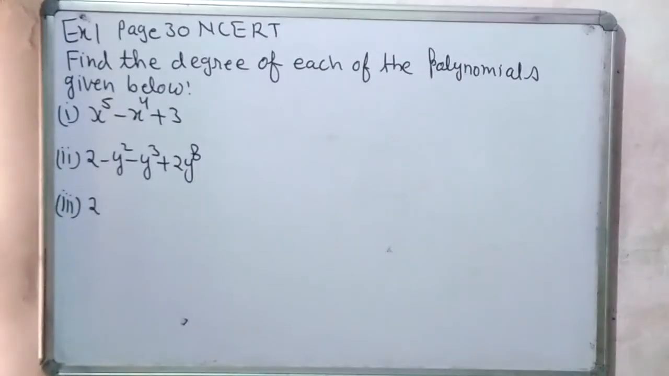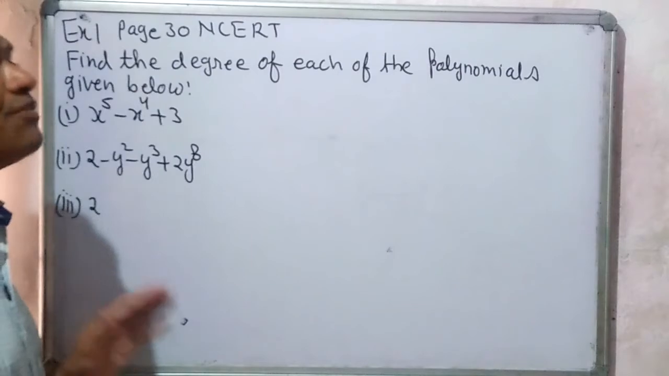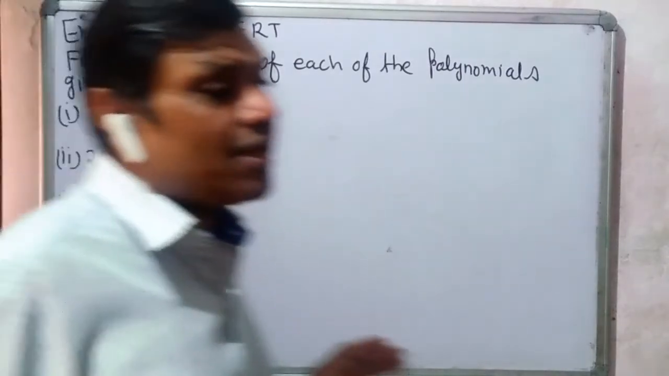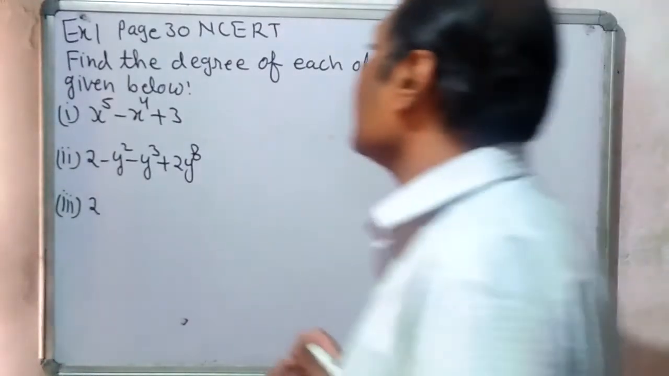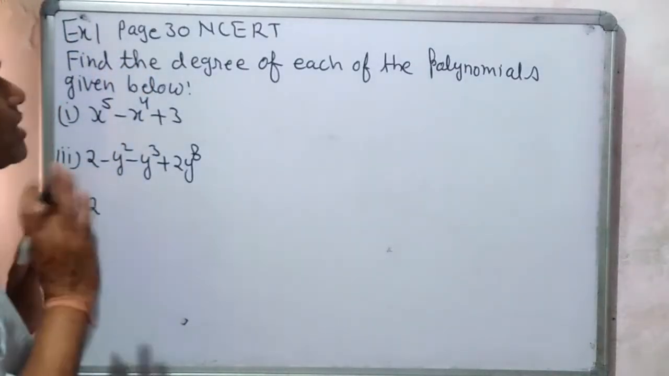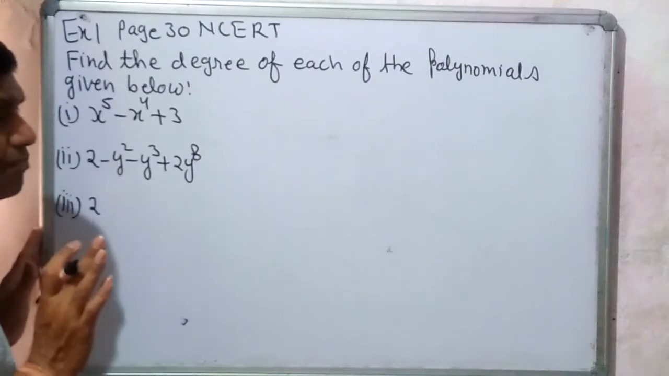Dear students, after taking a recap of what we have done in class 8 about algebraic expressions, and understanding what polynomials are, now we are in a position to answer the questions given in our NCERT textbook. The first example that we are going to solve is on page 30 in your NCERT textbook. It says, find the degree of each of the following polynomials.